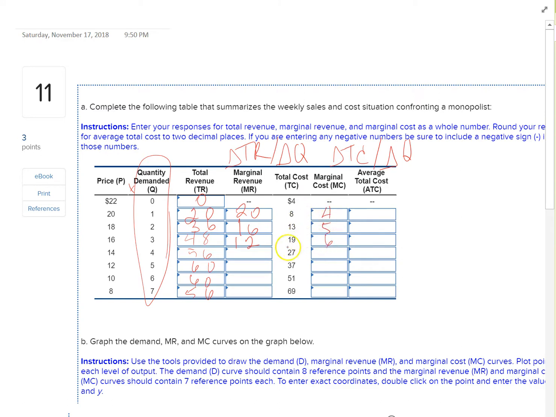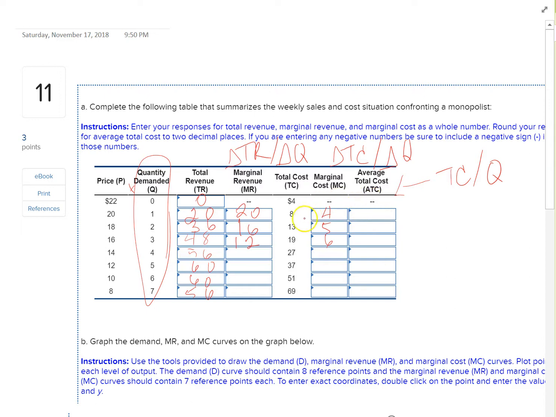13 to 19 is 6, and so on and so forth. So we're going to see the change in total cost, basically. And then average total cost is total cost divided by the quantity output. So all of these are easy calculations. Sometimes it's just remembering how to do each one on their own.